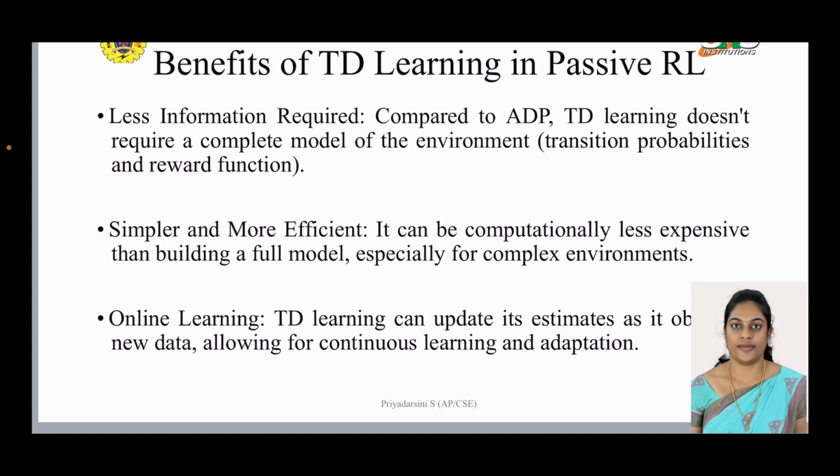Both ADP and TD learning offer powerful tools for passive reinforcement learning. While ADP builds a complete model, TD learning leverages bootstrapping for efficient learning. The choice between them depends on factors like the complexity of the environment and the available information.